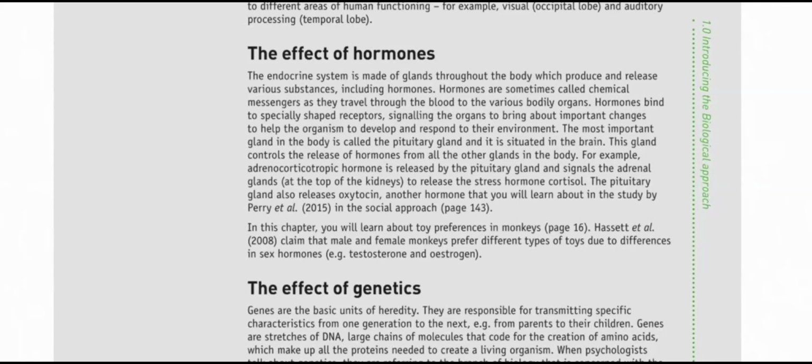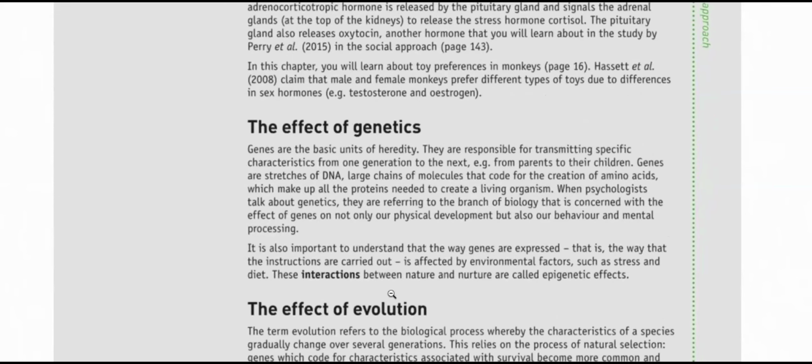Yes. Okay, great. Now we have the effect of genetics, which is genes, right? So genes is basically all the DNA that you get from your parents, and they are responsible for transmitting specific characteristics from one generation to the next, from parents to the children. Genes are stretches of DNA, large chains of molecules that code the creation of amino acids, which make up all the proteins needed to create a living organism.